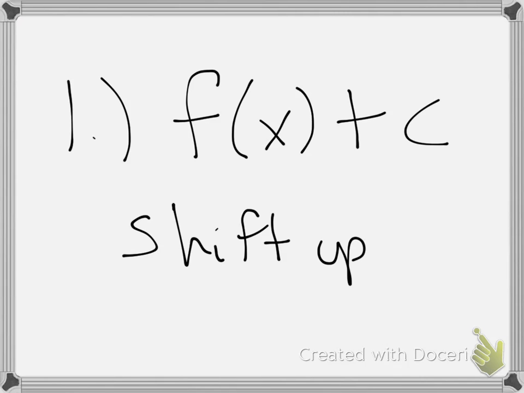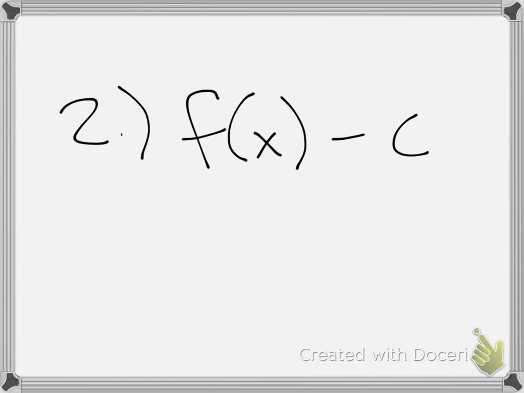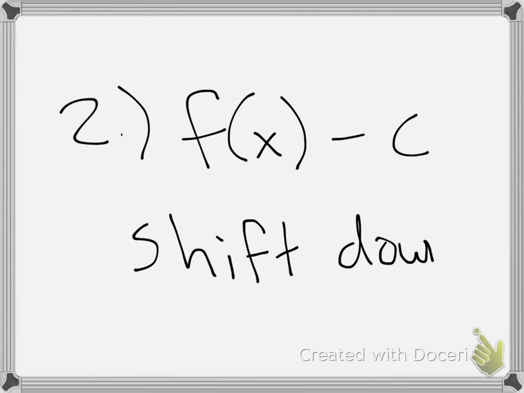And then separately here, we have 2 is f of x minus c. So we're thinking of c as a positive number, and that's a shift down. Right? So the y values are going down by that factor of c. Any questions so far?